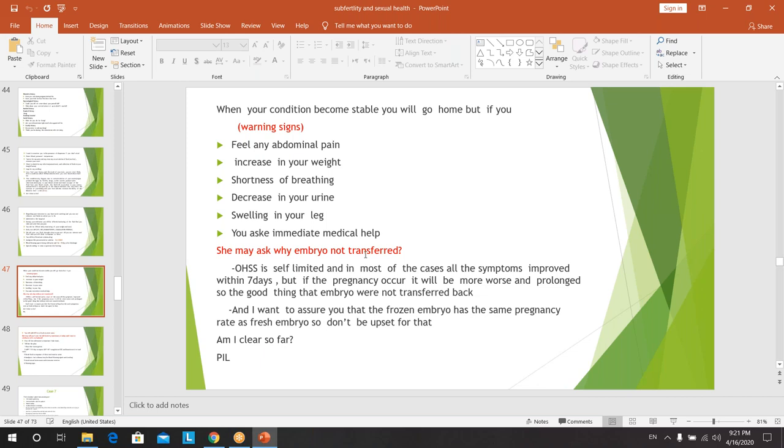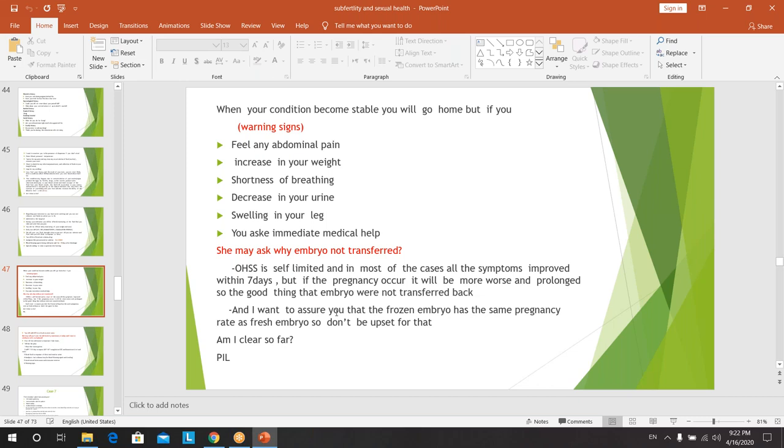She may ask, why was my embryo not transferred? As I asked Dr. Ahmed, okay, Mary, I understand your question and your concern, but ovarian hyperstimulation itself will be self-limited, and in most cases the symptoms will resolve by 7 days. But if pregnancy occurs, it may be worse and prolonged. So it is a good thing that the embryo will not be transferred back.